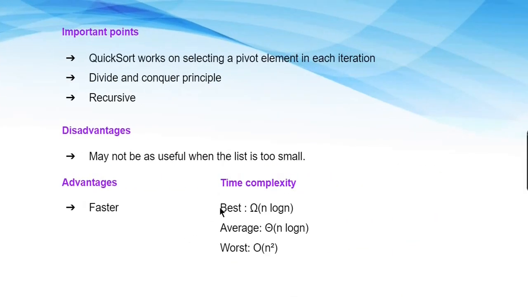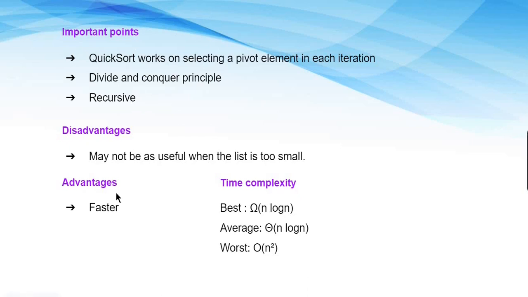So what are the important points? Quicksort works by selecting a pivot element in each iteration. It follows the divide and conquer principle. We divide into a left partition and right partition a number of times, and it's recursive.